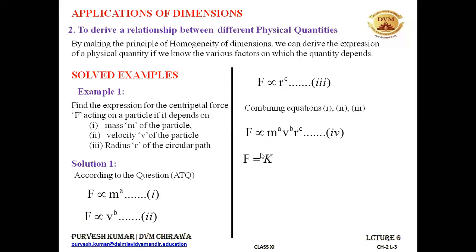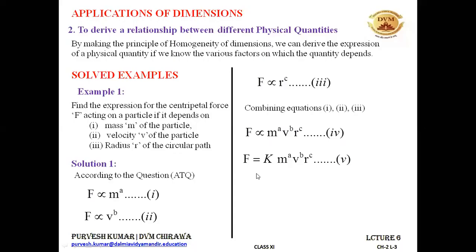So we can write that F equals K, where K is a constant, M to the power A, V to the power B, R to the power C. Now our job is to find the values of A, B, and C. If we are able to find them, then we can put those values in this equation number 5, and then we get the formula for this force F. So here is the use of dimension. I hope that I am very clear in this explanation. Still, if you have some doubts, please ask me.